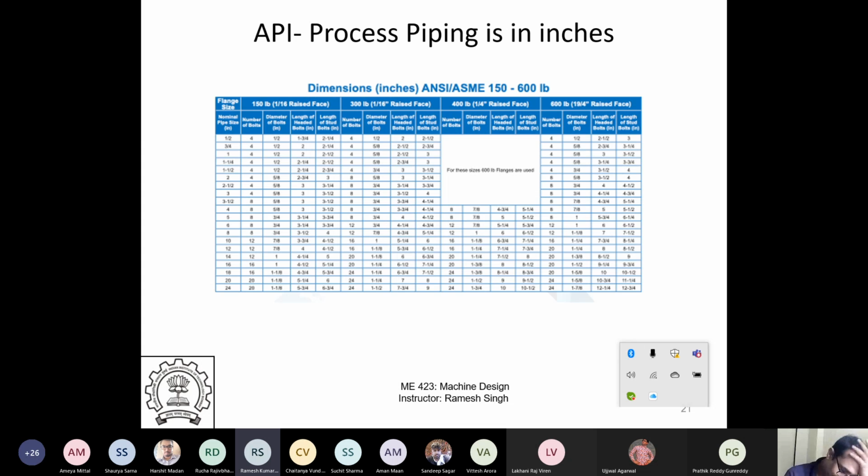So this was talking about this API process piping, right? API is American Petroleum Institute, and process piping is always in inches. That's what I told you. So basically, if you have a 24-inch pipe, then the flange which you use, these are the flange dimensions. Depending upon what kind of flange it is, 150-pound, 300-pound flange, there will be a number of bolts, and the diameter is given here. Number of bolts, number of diameters. So these are basically for process piping.